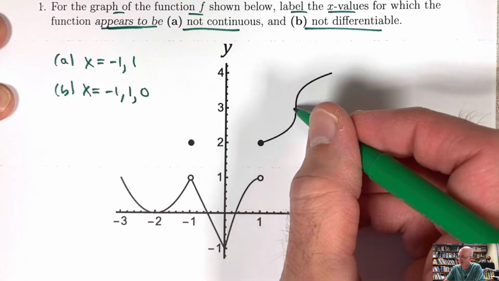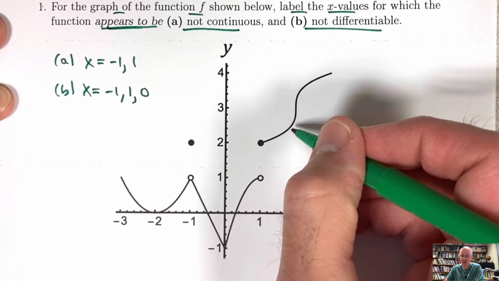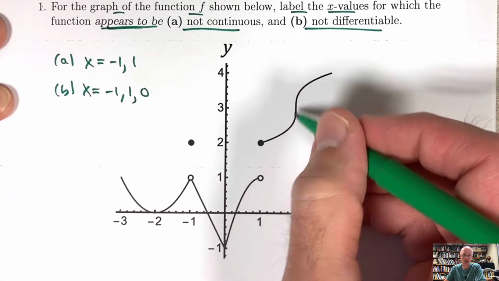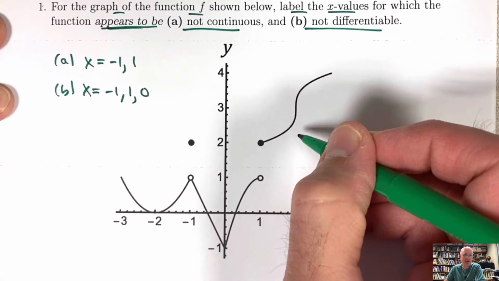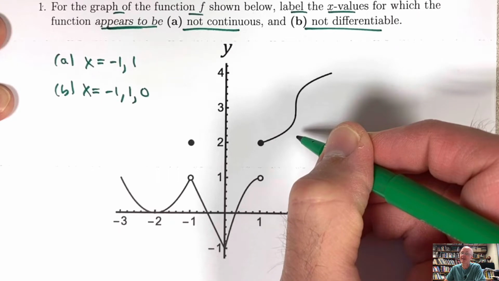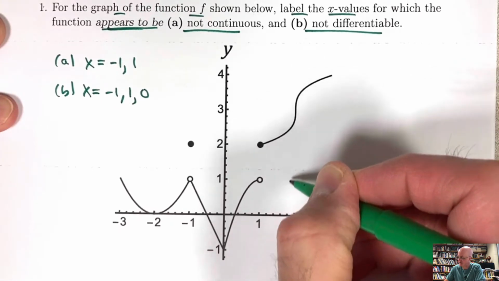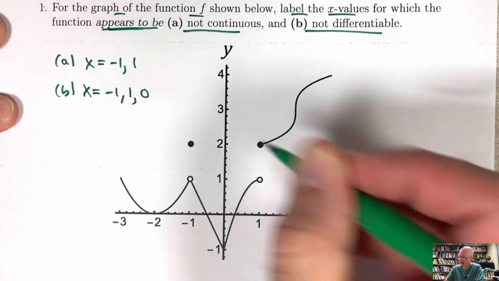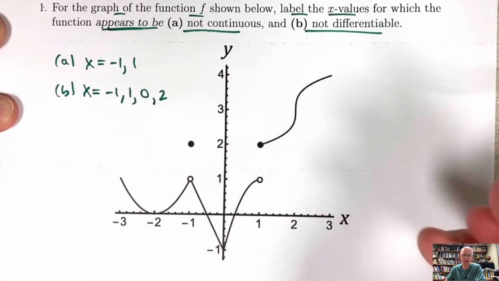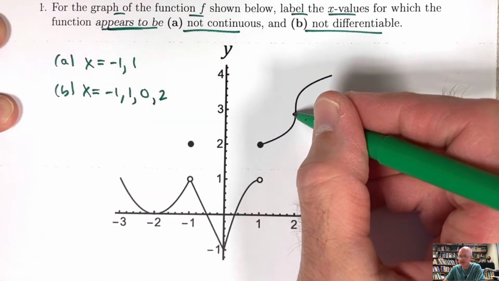And at this point, right about there, it looks like the tangent line, which would exist, is vertical, infinite slope. You don't want that for the function to be differentiable. In other words, it's not differentiable at this value of x. It appears not differentiable at x equals 2. And if you were asked to give a reason, you would say because it looks like the tangent line at this point is vertical.